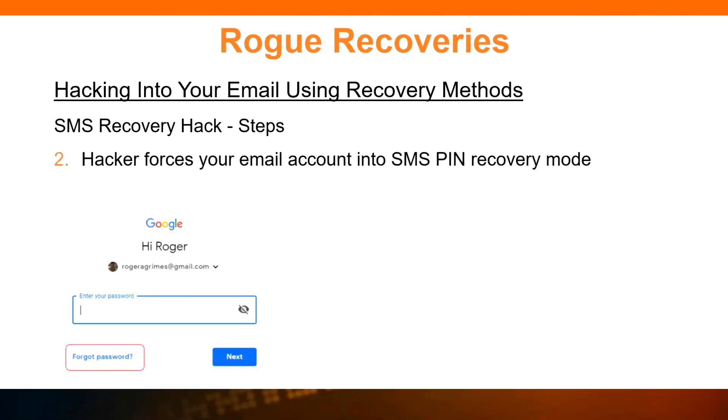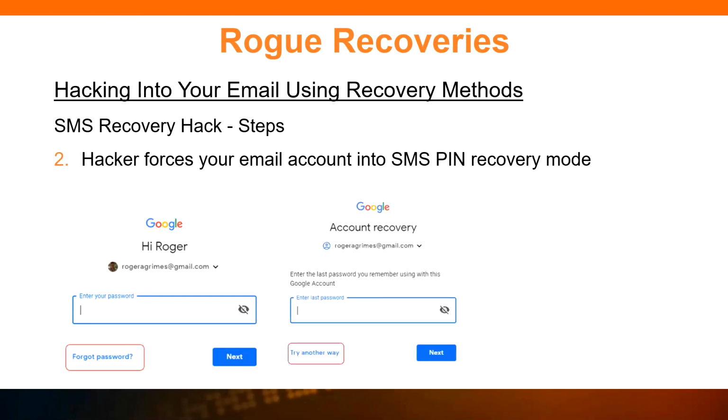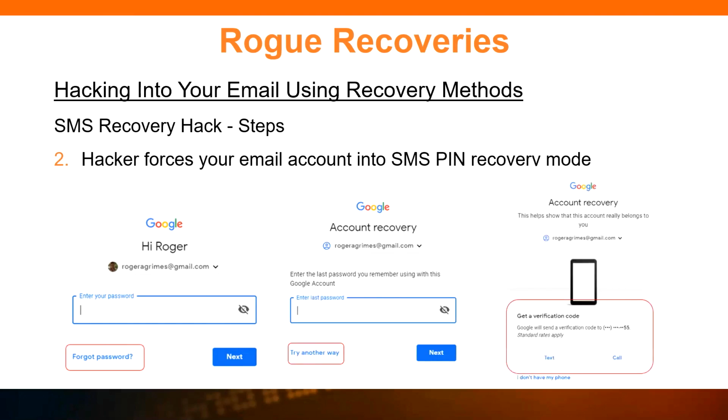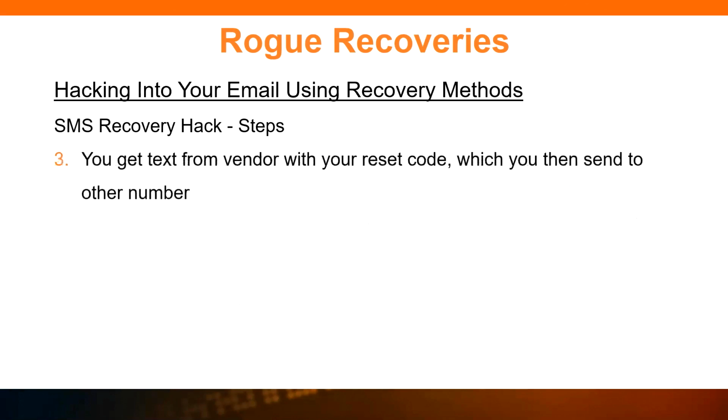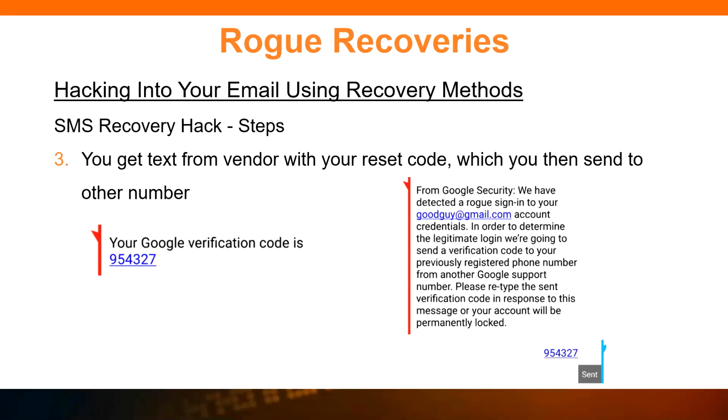Then the hacker goes to Google's Gmail site, puts in the victim's email address, claims they forgot their password. Gmail is nice and says, "You want me to try another way?" And when you click on try another way, they can actually choose SMS, and it sends the SMS code to the person's phone. The person gets that code. "Hey, your Google verification code is this." They type it back into the original message, and boom, it is game over.